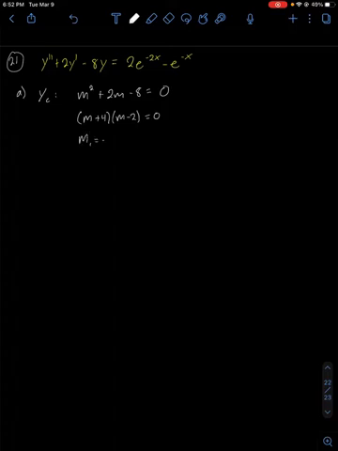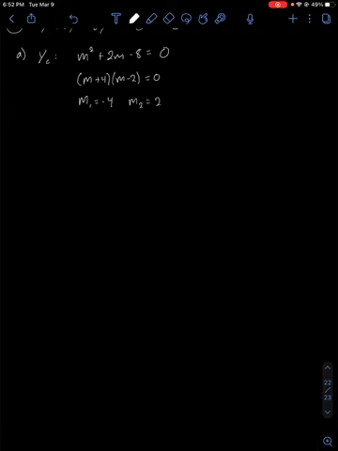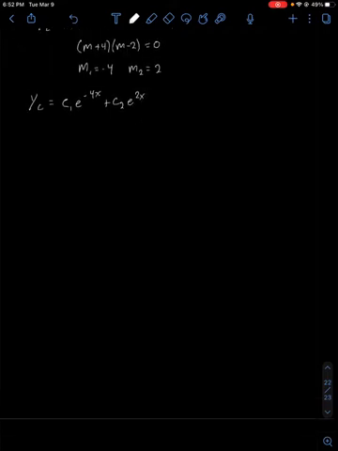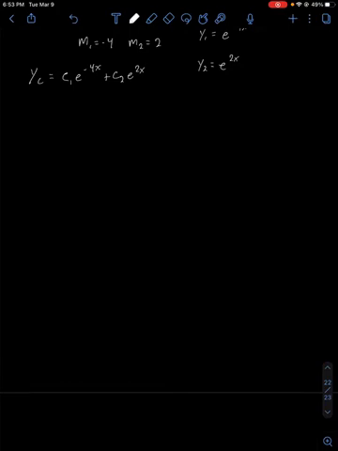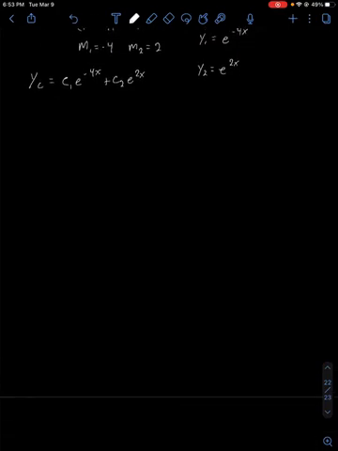So m sub 1 is minus 4, and m sub 2 is 2, meaning that the complementary function is equal to c1 e to the minus 4x plus c2 e to the 2x. For convenience sake, let's go ahead and label y1 equals e to the minus 4x, and y2 equals e to the 2x. It's good practice to do that, that way you have it for later on.